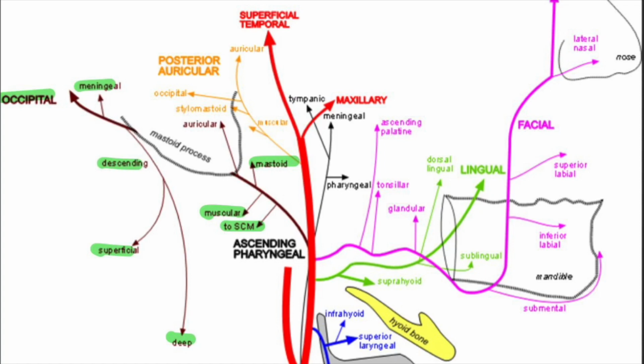Occipital artery originates at the level of the posterior belly of the digastric muscle. It ascends posteriorly towards the occiput. It gives off several branches like sternocleidomastoid branch, auricular branch, mastoid branch, descending branches, occipital branches. It eventually terminates on the scalp over occipital bone.